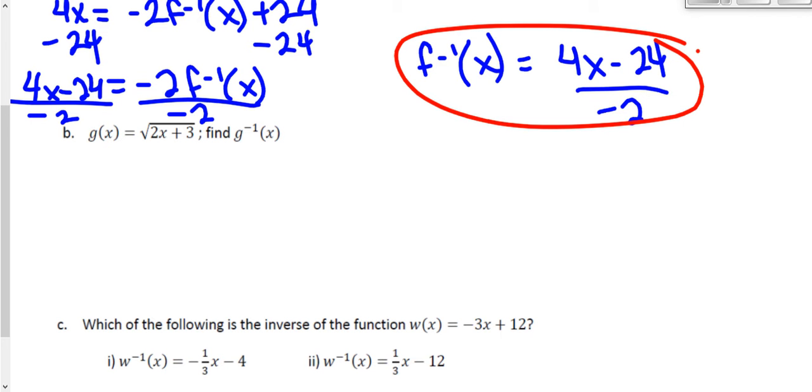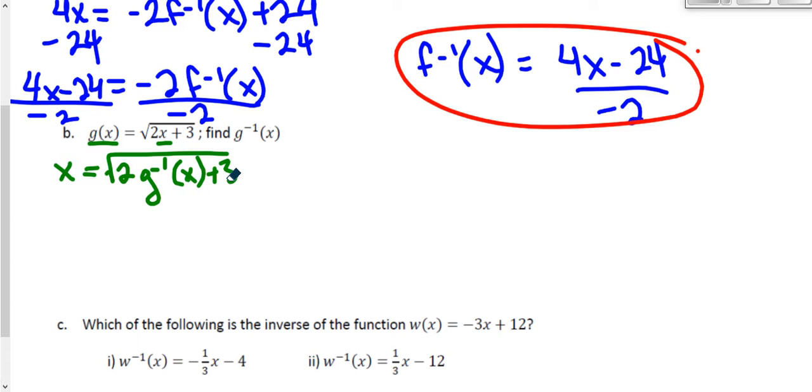Up next, let's find the inverse of g of x. So again, we have to switch our input and our output. Our input is x, our output's g of x. Let's go ahead and switch those. X is on the outside, and g of x is now on the inside with the 2 and the plus 3. And since I've switched them, I'm going to go ahead and call it the inverse of g of x.